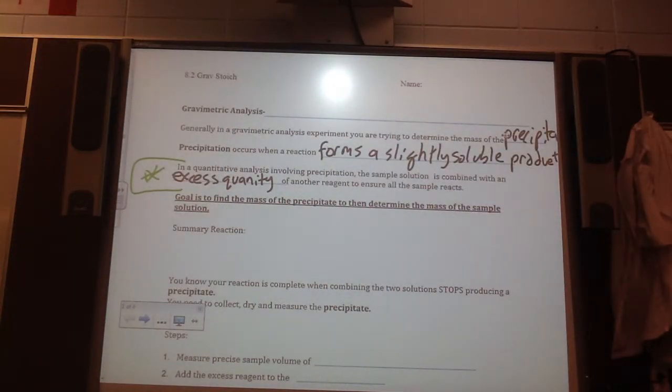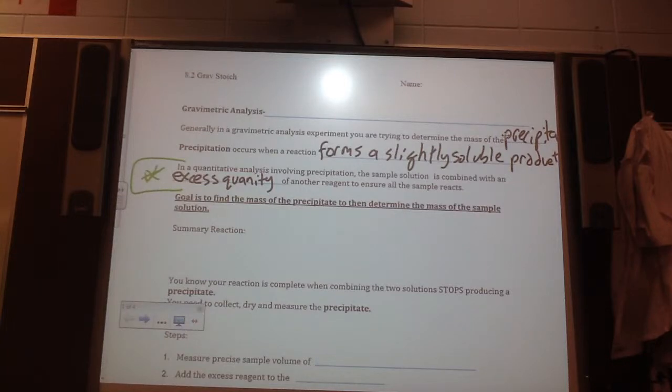So your goal in these types of questions is to find the mass of the precipitate to then determine the mass of the sample solution. That's the overall goal with this application of gravimetric stoichiometry.